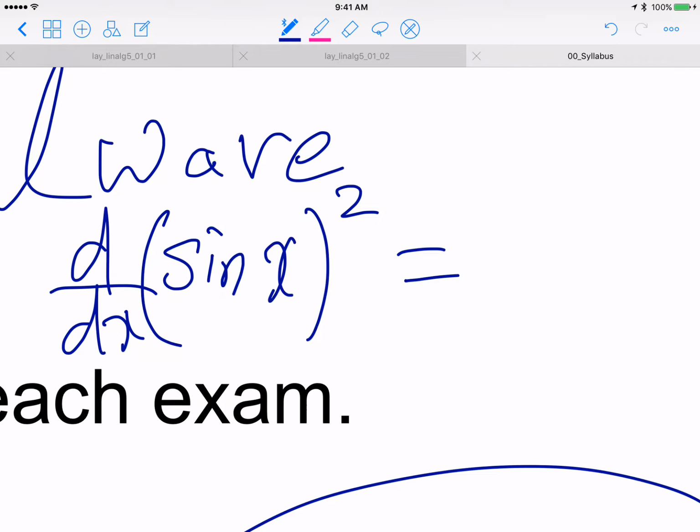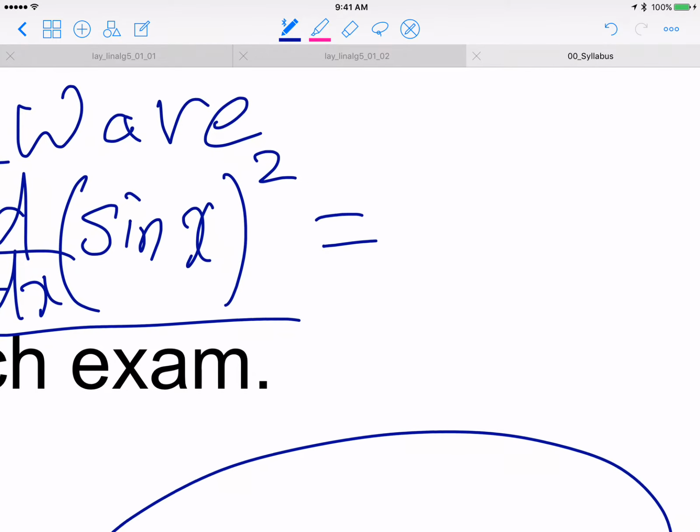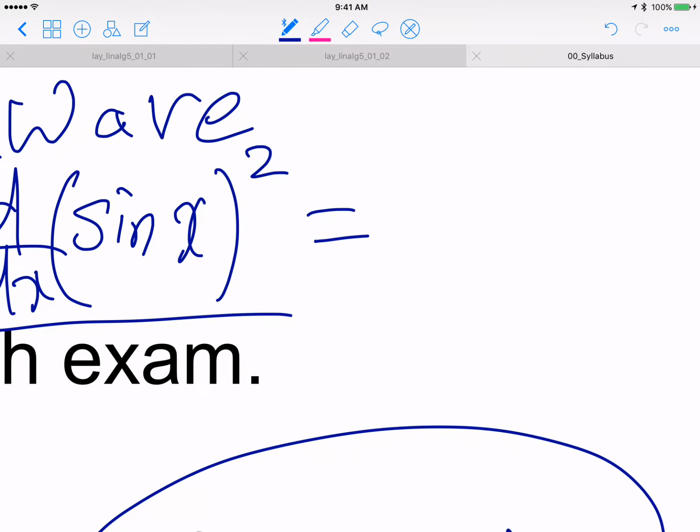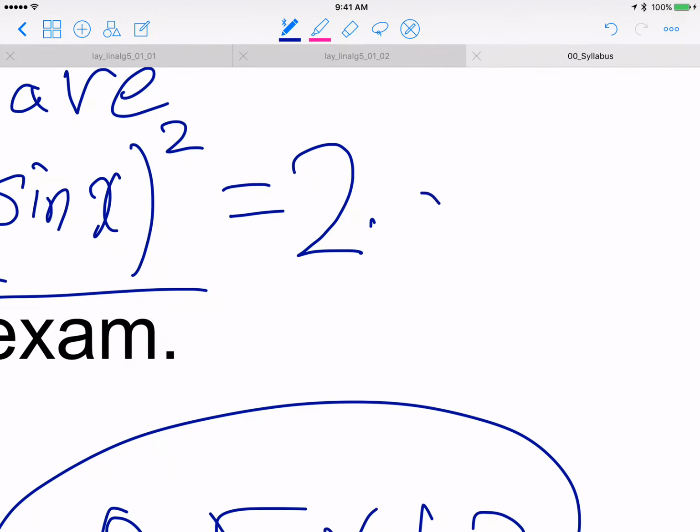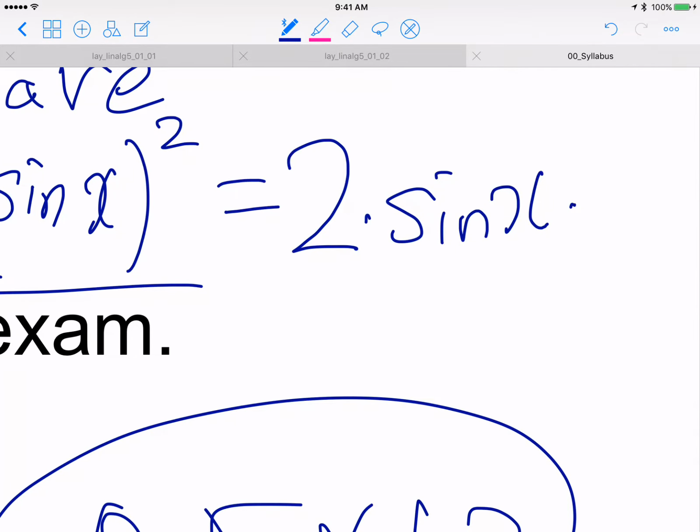So what about the answer for this question? Sin x squared is e sin x over sin x. Then what is that? What is the rest? e sin x over sin x.